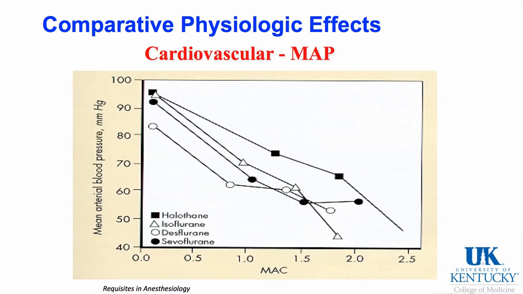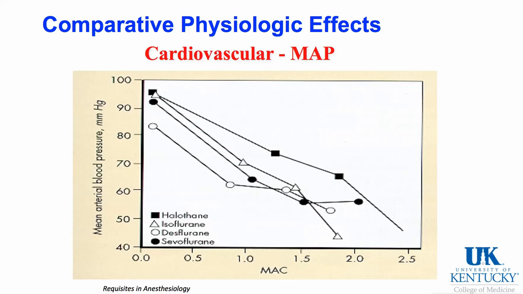So let's look at some data in healthy volunteers, that is. This is mean arterial pressure on the y-axis and MAC on the x-axis. So as MAC goes up, the amount delivered to a patient, you can see that mean arterial pressure drops significantly, and it does so for all volatile anesthetics, and you'll be hard-pressed to tell the difference between one or the other. So MAP goes down.